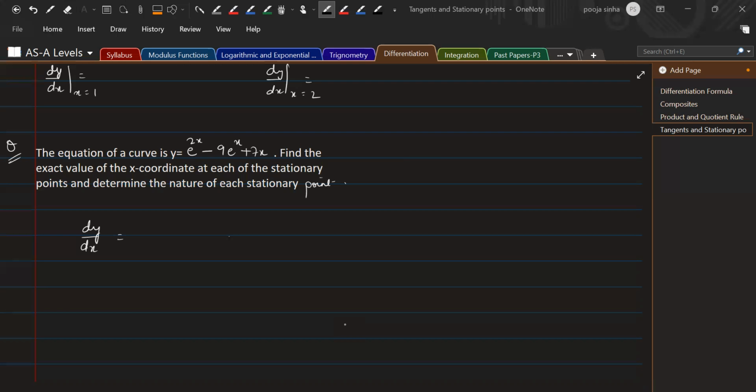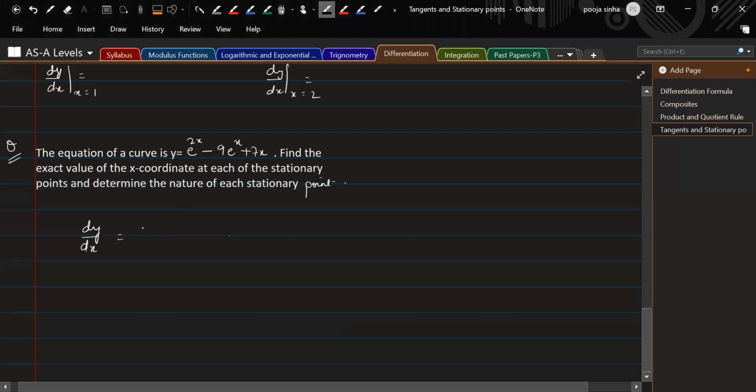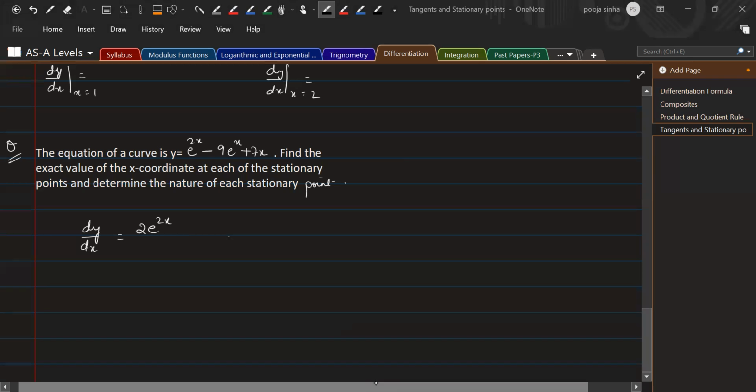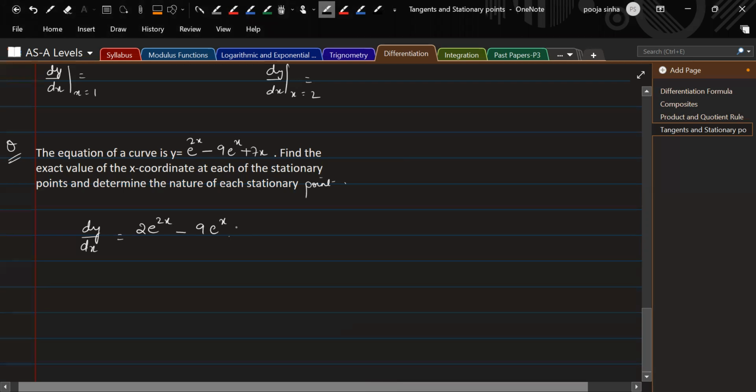So what is your answer? Differentiate once and tell me what you get. 2e^(2x) - 9e^x + 7, right? Yeah. Plus 7, correct? Okay. So that's your dy/dx.